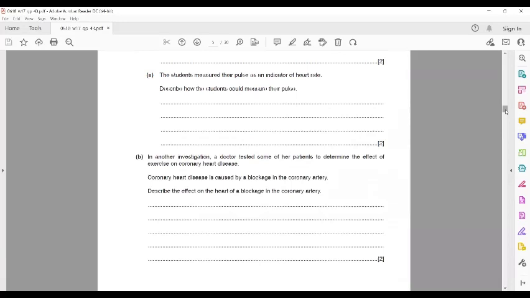The student measured their pulse as an indicator of heart rate. Describe how the students could measure the pulse. So you can put your fingers on your wrist, on your neck, or on any arteries, and then the number of beats should be counted over a period of time. How many beats in a given time? For example, 1 minute, how many beats? And obviously you can use a heart rate monitor.